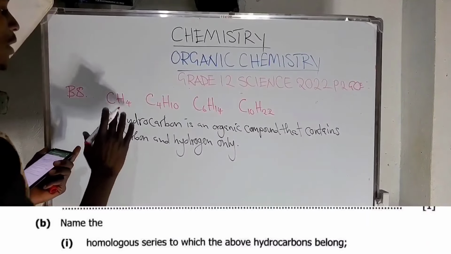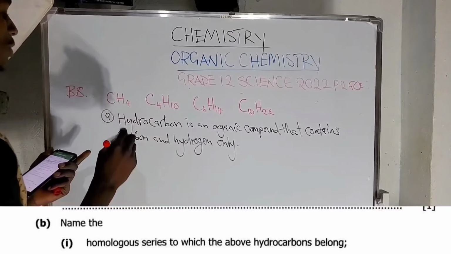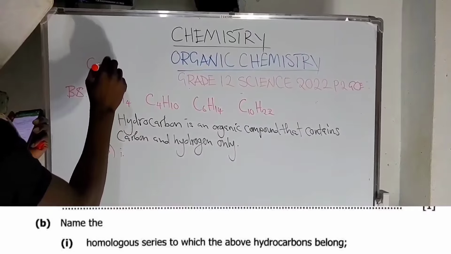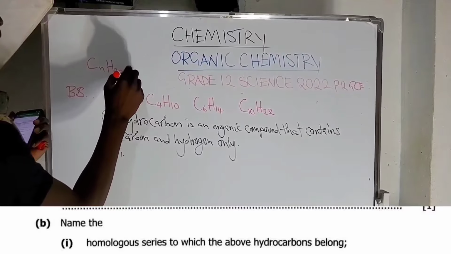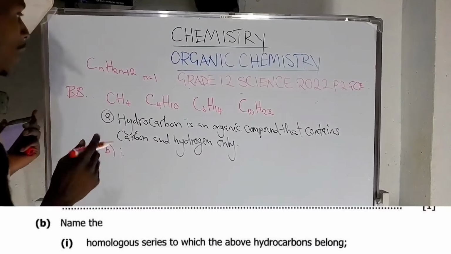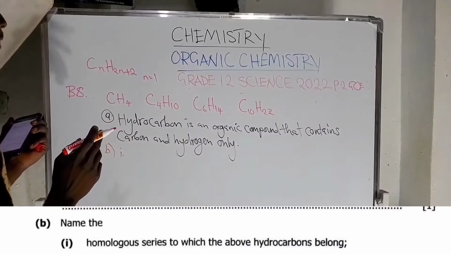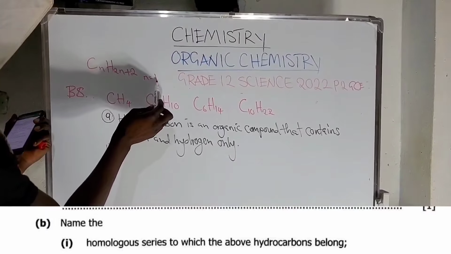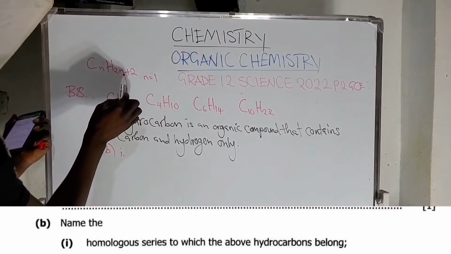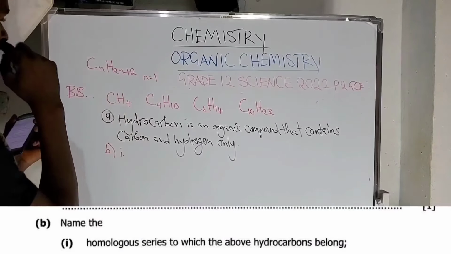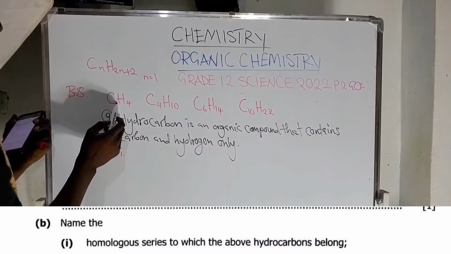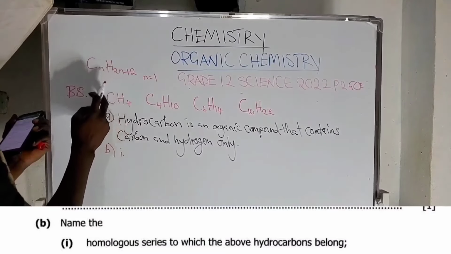Remember, the first family are alkanes. Now, the only way we can know is using the general formula. The general formula for alkanes is CnH2n plus 2, where n starts from 1. So if we substitute 1, we're going to have C1H4, which is this CH4, and 1 is invisible. So this one is working.